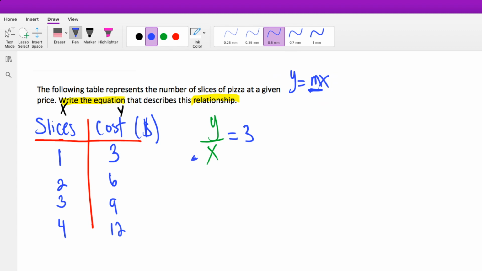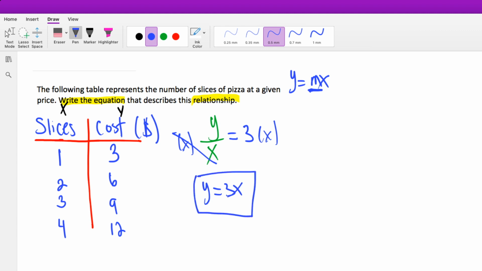We see an x here in the denominator. So in order to get rid of that x, we need to multiply both sides by x. And now that x goes away. We have y equals 3x. And this right here, that is the equation that describes the function.